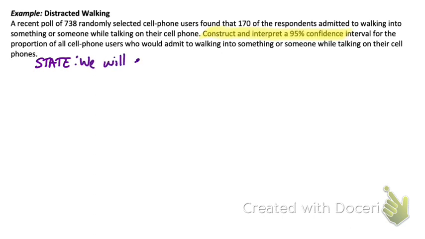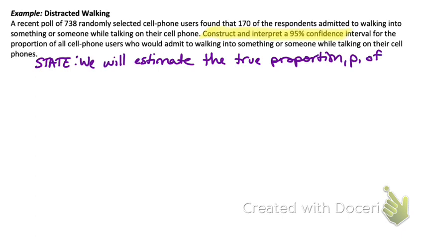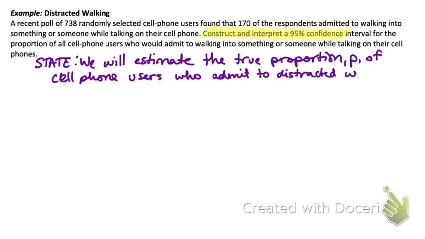We will estimate. This is our introduction paragraph, basically. We will estimate the true proportion P of cell phone users who admit to distracted walking at a 95% confidence level.